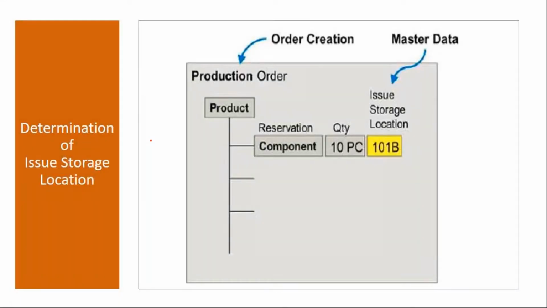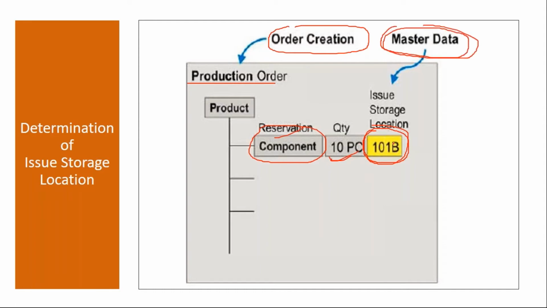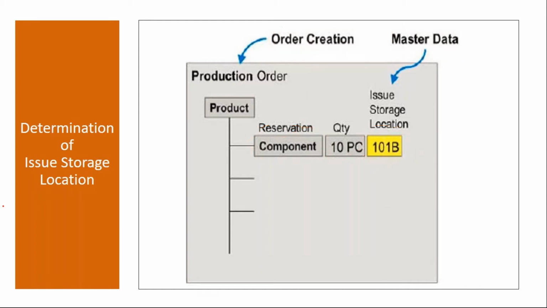How is the storage location determined in the production order for the component? When we create a production order, normally in the production order you will have the components. In the components, there will be an issue storage location: from which storage location this raw material, this component quantity needs to be issued. If you make proper master data settings, this storage location is proposed automatically in the production order when you create it. I will show you this in the system first.